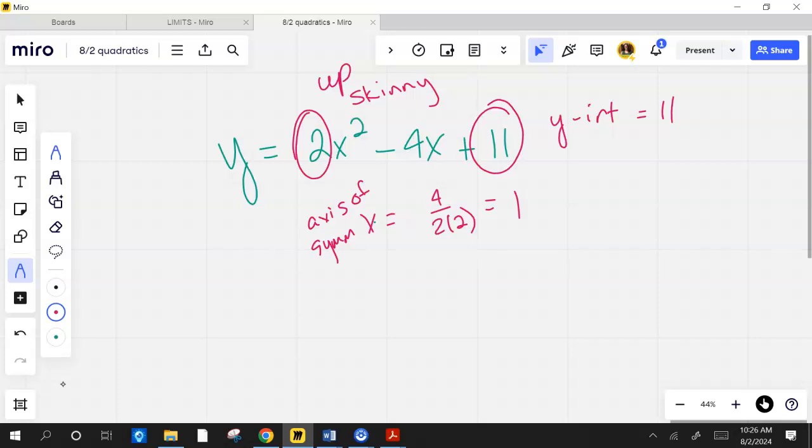Just to show you, I know that X is 1. How might I find the other half of the vertex? Because for a vertex, I need it as a point. How am I going to plug it into what? The equation. So I'm going to take this equation and say y equals 2, and everywhere there's an X, what am I plugging in? 1. 2 times 1 squared minus 4 times 1. What's the rest?